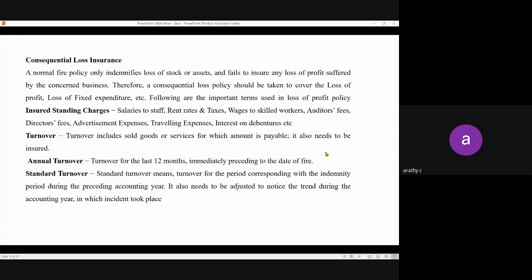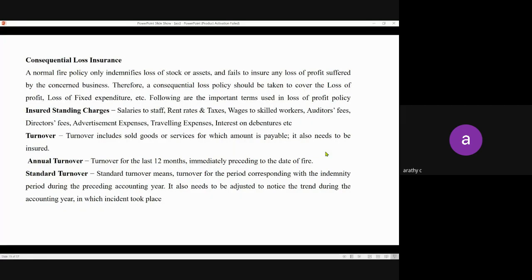It means which continue in the interruption period, like these expenses are not discontinued. Whatever happens in the business organization, these charges will have to be paid. It is not discontinued, it is continued. So whatever happens in the organization, you have to pay salaries to the permanent staff, you have to pay the rent, rates and taxes, you have to pay the interest on debentures. So these charges cannot be discontinued, they continue whatever happens to the business. So these charges are called insured standing charges.